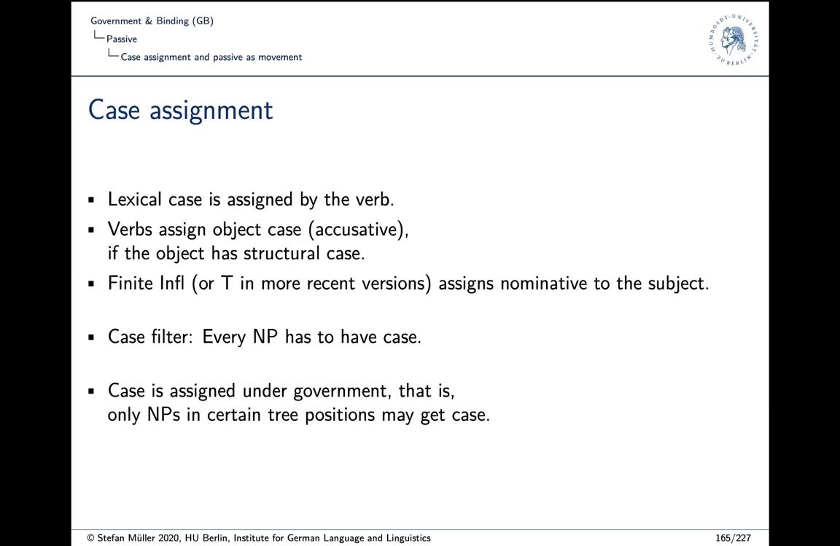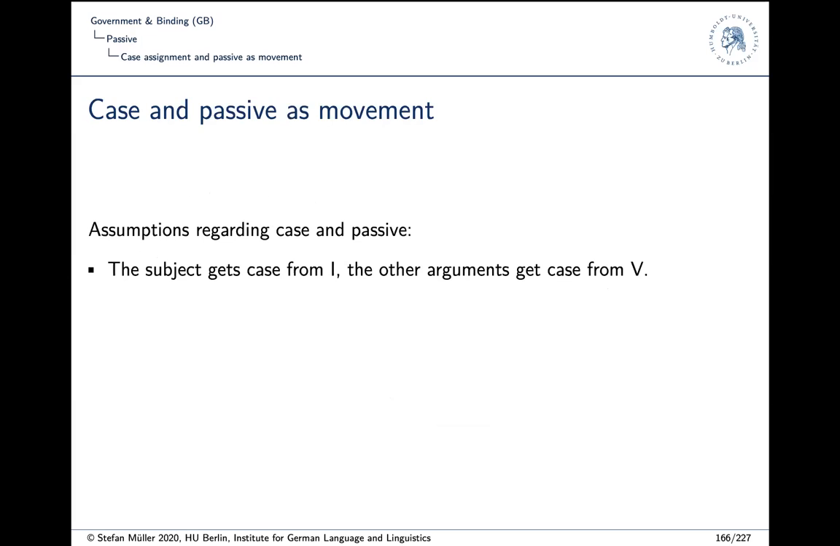And furthermore, there is the assumption that case is assigned under government. That is that only NPs in certain tree positions may get case. We talked about government in the first session where I talked about the basic assumptions. The idea is that a verb can assign case to the NPs next to it, but not to elements inside of this NP. So that sort of keeps things a bit more local. Okay, so now how do we do passive?